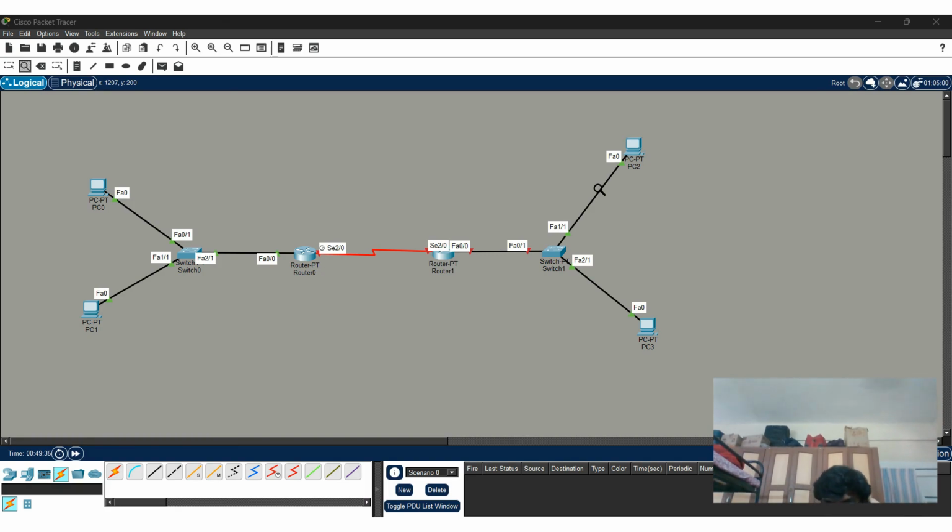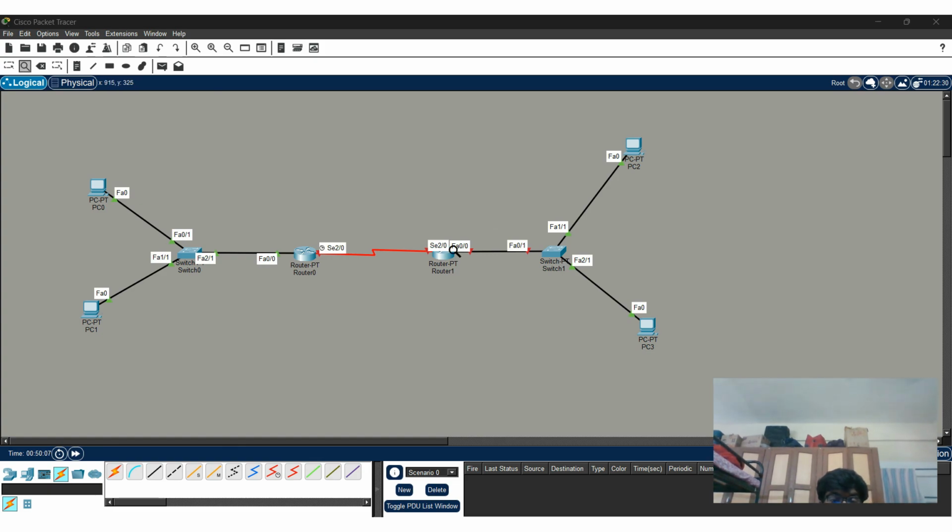Now the commands that are used for R1 are: ip route 172.16.0.0 255.255.255.0, and ip route 20.20.20.0 255.255.255.252. Here we use these, and the same routes we use on the other router.